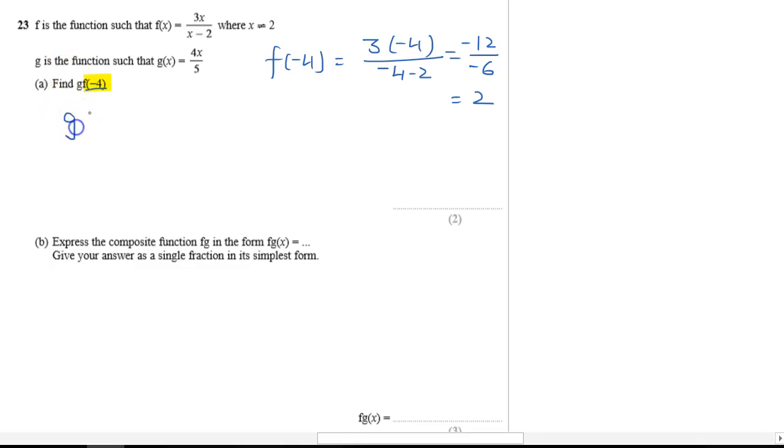So now it is g of f of minus 4, we'll just put the value into g. It will be 4 multiplied by 2 over 5. So that is 12 over 5. So that is the answer, 12 over 5. You can also write it as 1.6, but this is the correct answer. Part B is express the composite function fg in the form of fg(x).